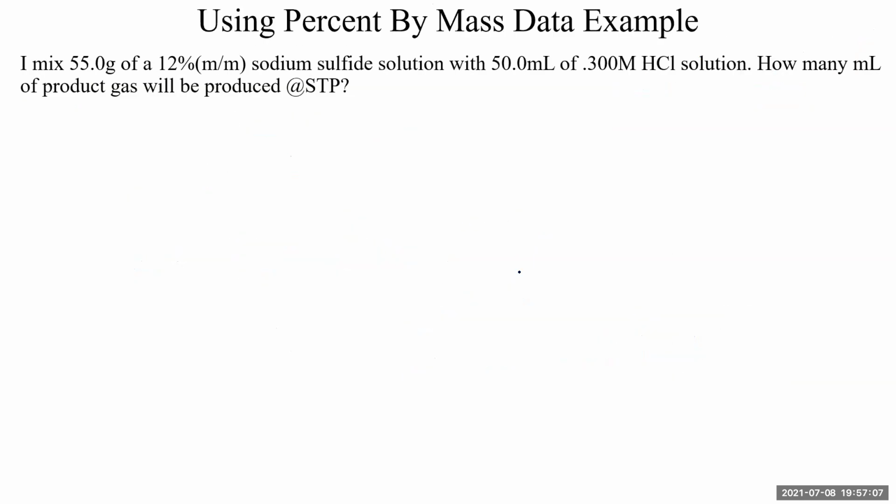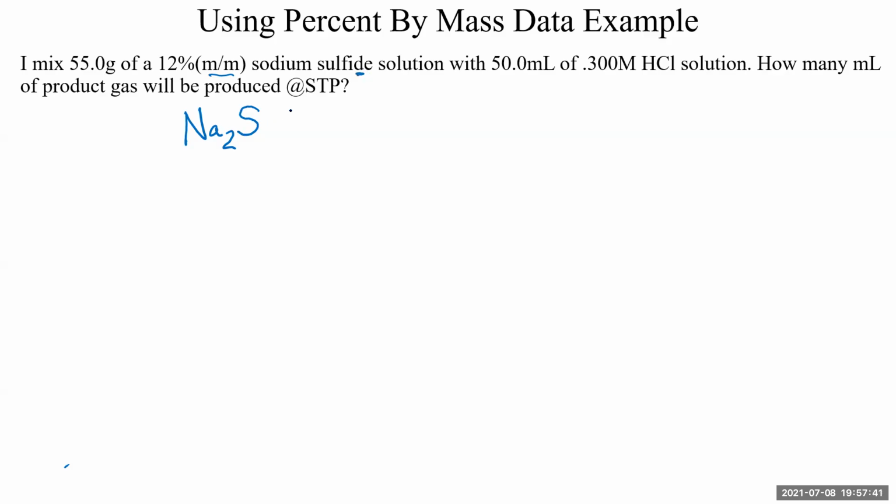Okay, so let's continue on. Using percent by mass data. So sometimes you're given the percent by mass and you need to do some calculations with it. Again, this is going to be another stoichiometry problem. I mix 55 grams of a 12% M over M, 12% by mass or 12% by weight, sodium sulfide solution.